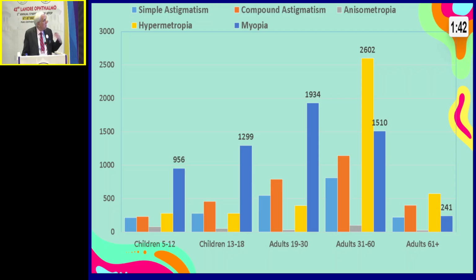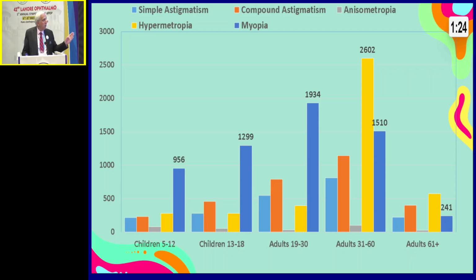And you can see the other very important thing which we wanted to see. We picked up myopia. We thought that myopia was the most prevalent probably between 5 and 12, but probably it's more at an age which is 13 to 18.